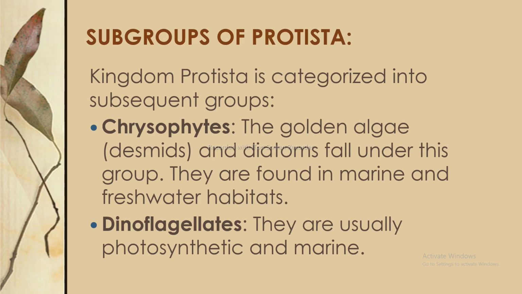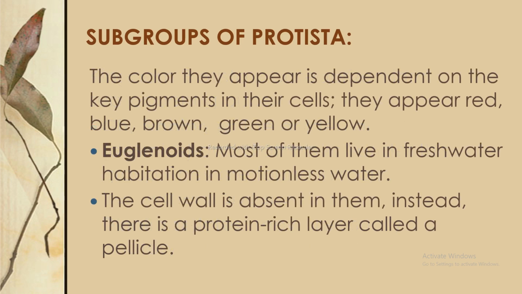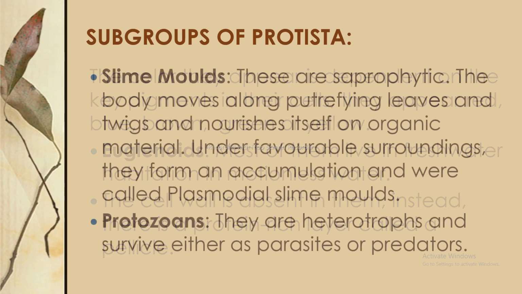Next are dinoflagellates. They are usually photosynthetic and marine. The color they appear depends on the key pigments in their cells, and they appear red, blue, brown, green or yellow. Euglenoids: most of them live in fresh water. Their habitat is motionless water. The cell wall is absent in them. Instead, there is a protein-rich layer, which is also called the pellicle.